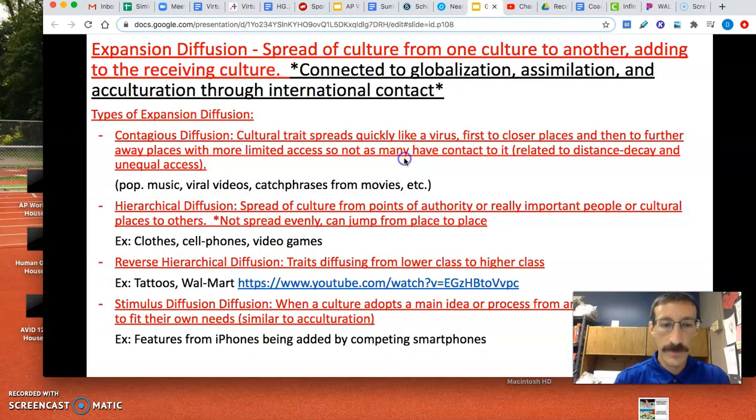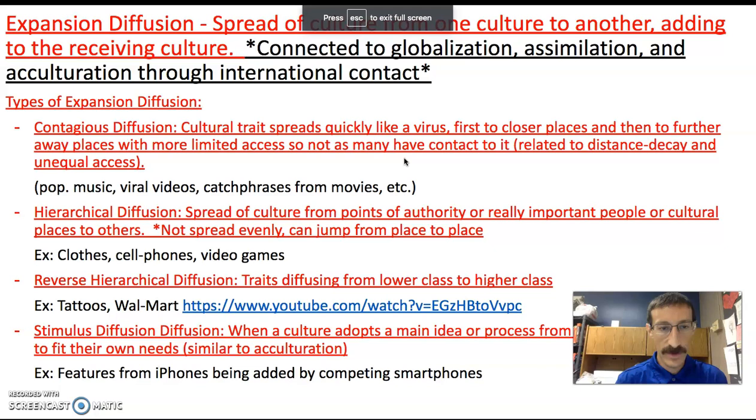All right, so back to here. Stimulus diffusion. I have diffusion written twice, so I apologize for that. It is when a culture adopts a main idea or process from another but modifies it to fit their own needs. So features from an iPhone or an Android being taken by their competitor and added to the next version. It's similar to acculturation, but you're modifying it to fit your own needs. And again, we'll look at more specific examples. Feel free to look at the book for other examples of these three or four types. And we'll play around with them and give examples in class.